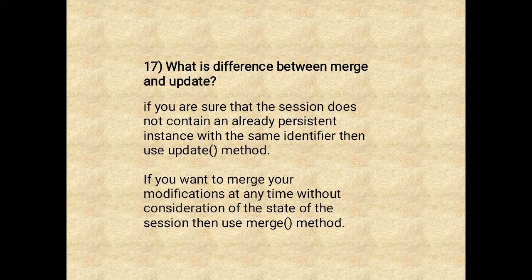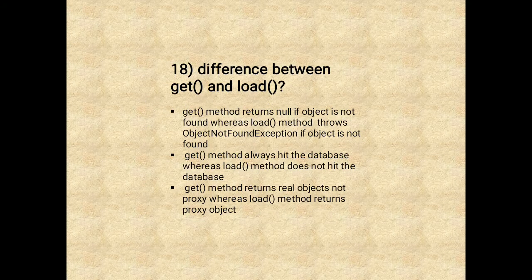The next question is, what is the difference between merge and update? If you are sure that your session does not contain an already persistent instance with the same identifier, then use the update method. If you want to merge your modification at any time without consideration of the state of the session, then use the merge method. Next question, what is the difference between get and load methods? The get method returns null if the object is not found, whereas the load method throws an object not found exception if the object is not found. The get method always hits the database, whereas the load method does not hit the database. The get method returns the real object, not a proxy, whereas the load method returns a proxy object.